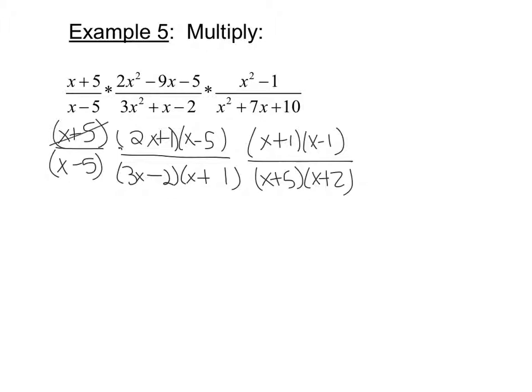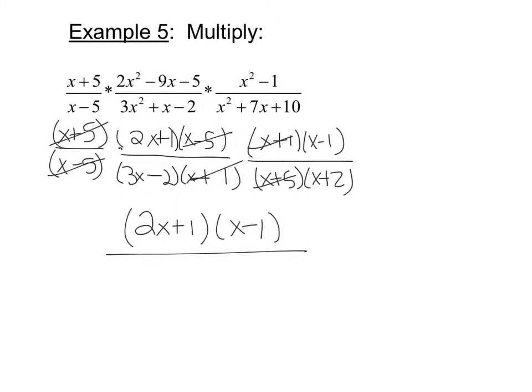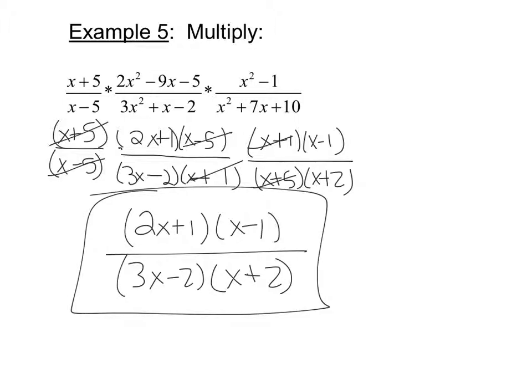So I see x plus 5, x plus 5, x minus 5, x minus 5, x plus 1, x plus 1. So what are you left with on the top? 2x plus 1, x minus 1. What are you left with on the bottom? 3x minus 2, x plus 2. So there we go. Okay, let's take a look at another.